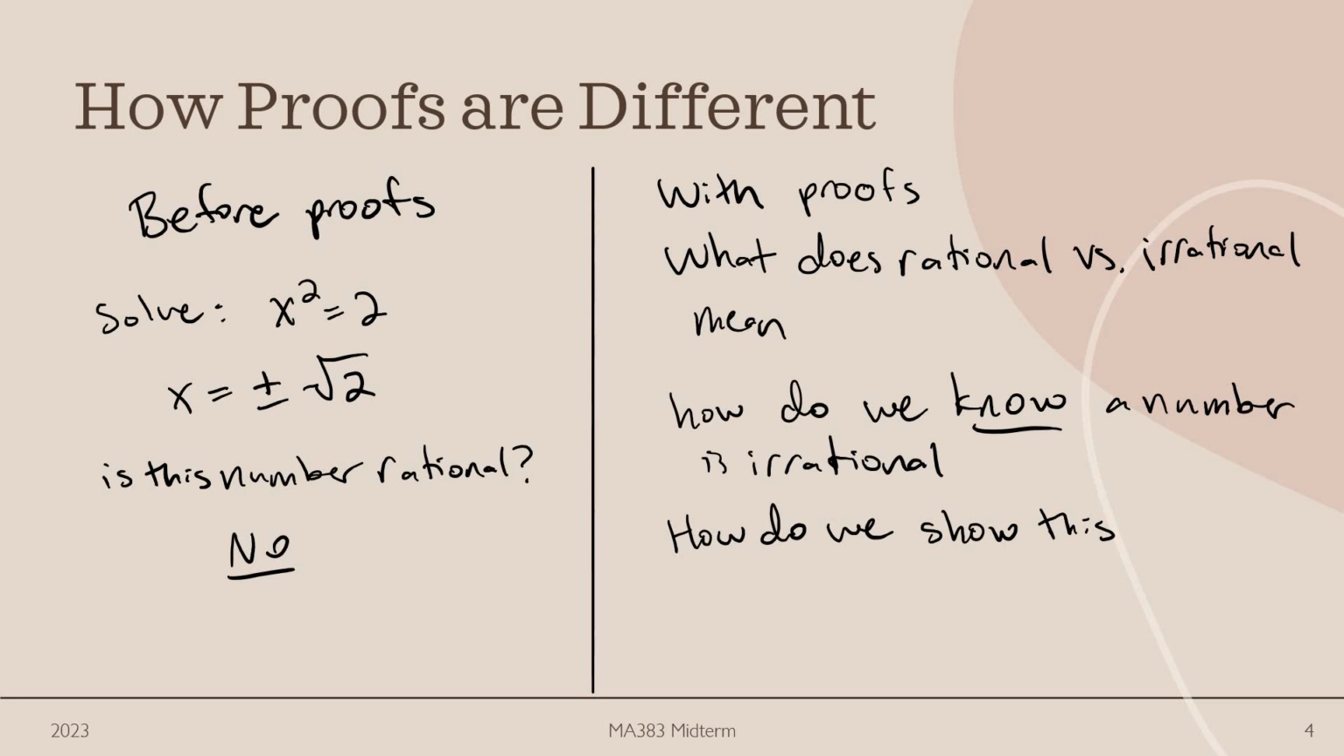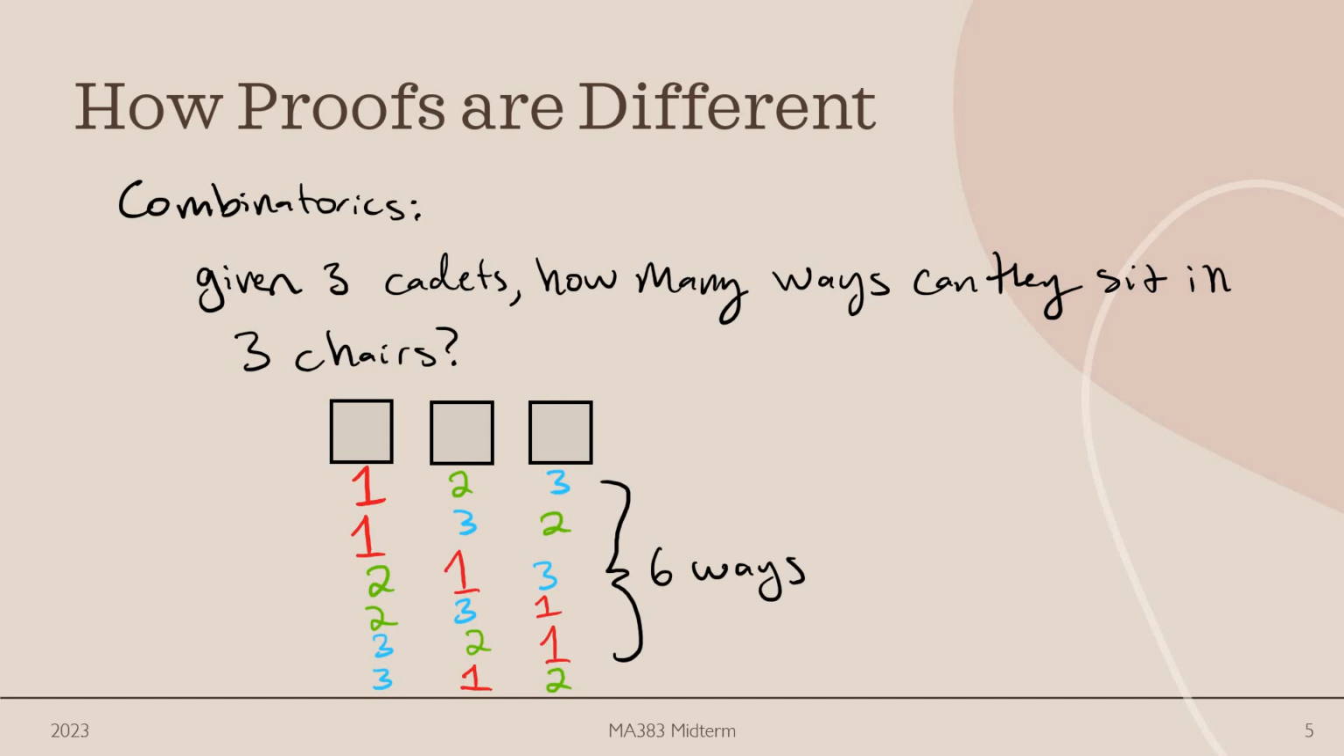However, in this class, we ask, what does rational mean? What does irrational mean? How do we know for sure a number is irrational? And how do we prove this, right? What is the definition of irrational? How do we fit the square root of 2 into this definition and show that it is definitely irrational?